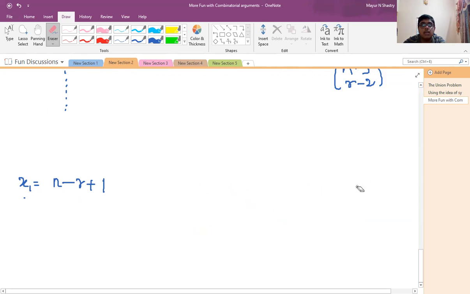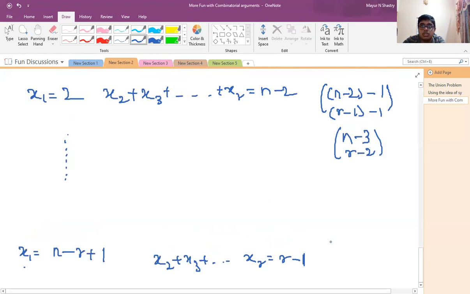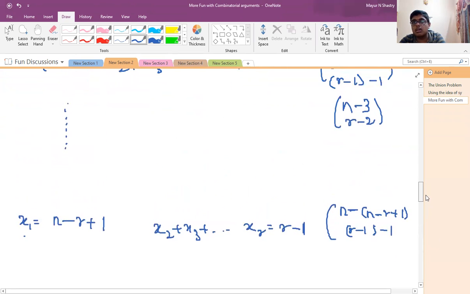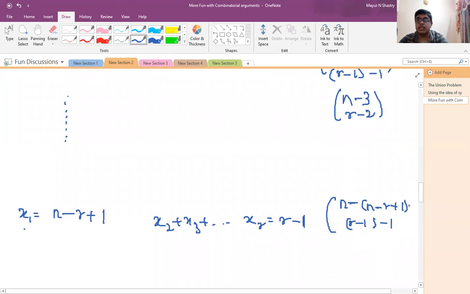So if x1 is n minus r plus 1, we just now found that x2 plus x3 all the way up to xr gives us r minus 1. So the number of positive integral solutions is going to be n minus r plus 1, choose r minus 1 minus 1. Yes, right. There's a minus 1 as well here, because it's n minus 1, choose r minus 1. Here it's n minus r plus 1 minus 1.